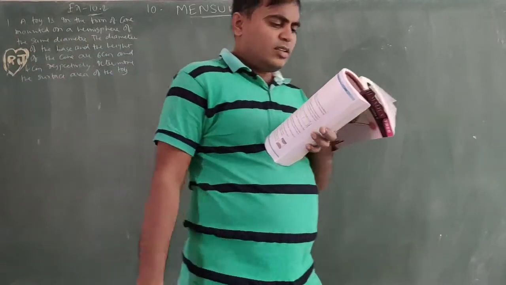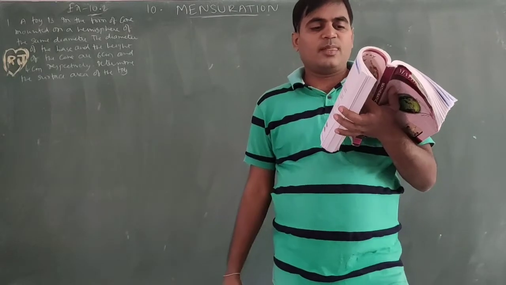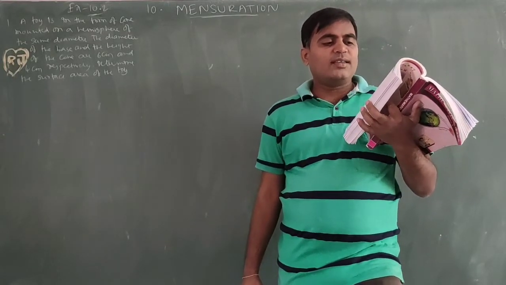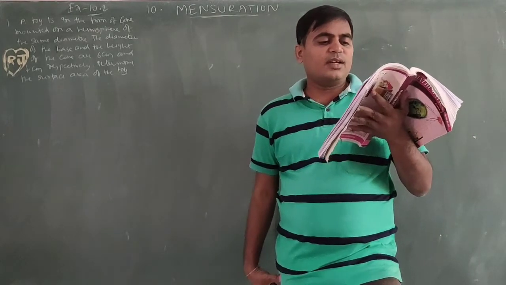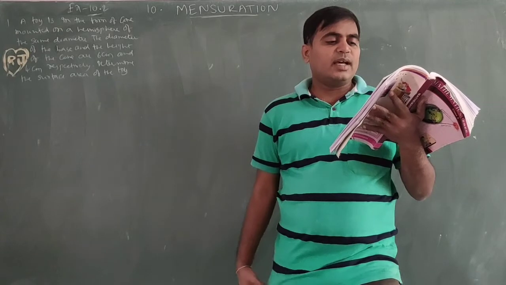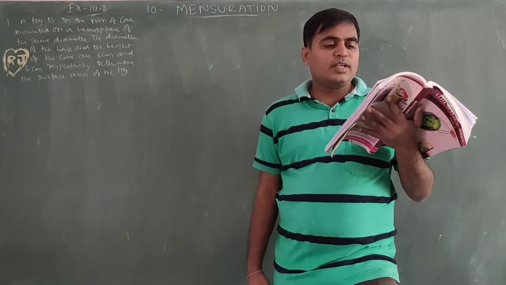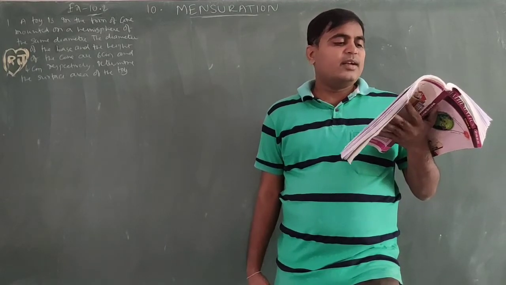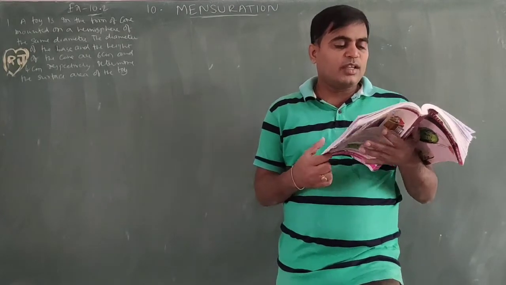A toy is in the form of a cone mounted on a hemisphere of the same diameter. The diameter of the base and height of the cone are 6 centimeters and 4 centimeters respectively. We need to find the surface area of the toy.